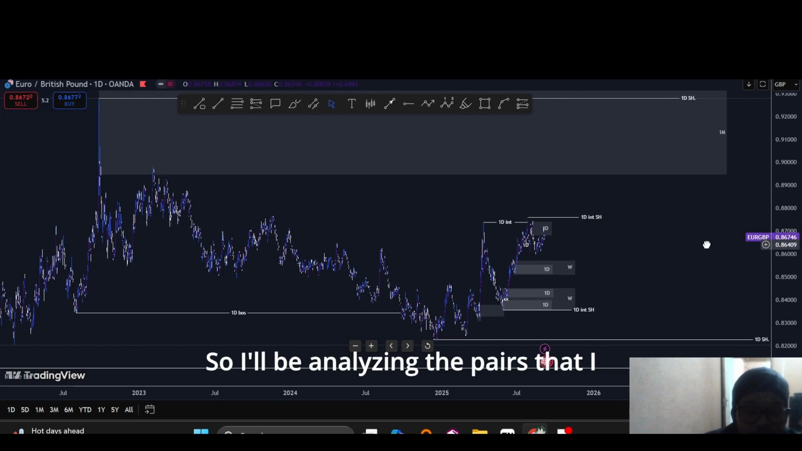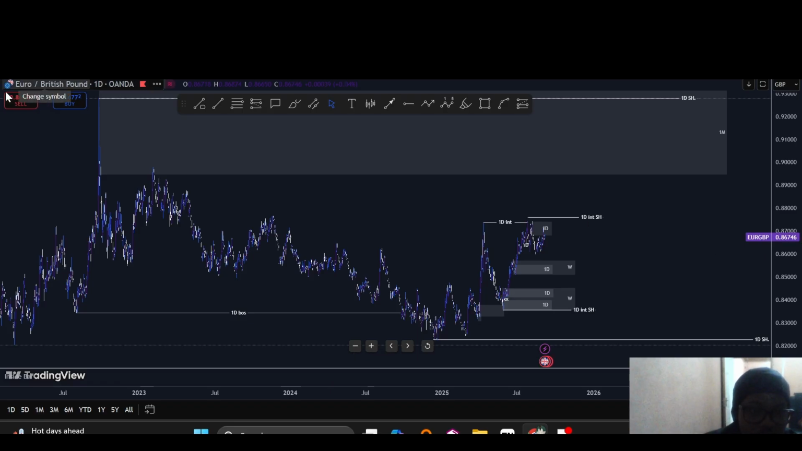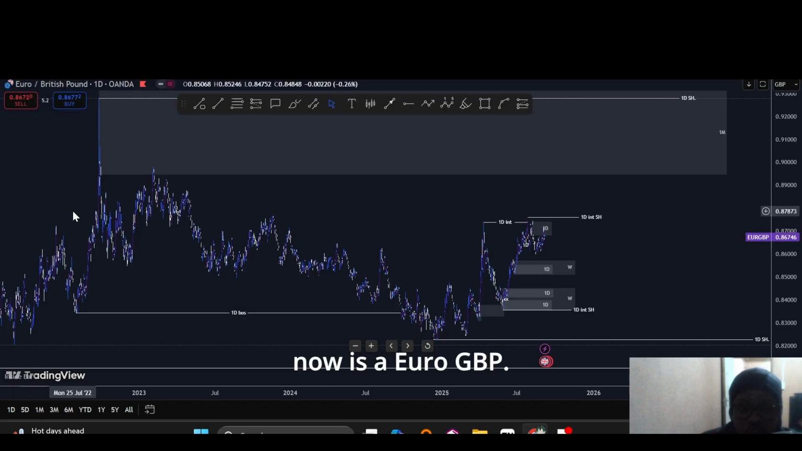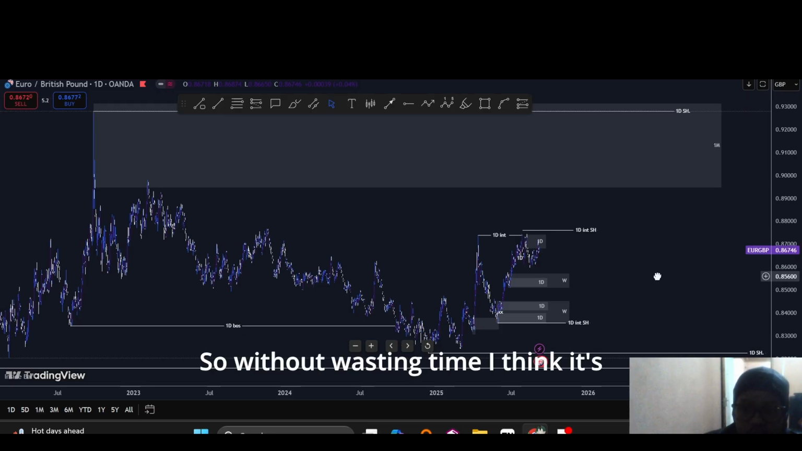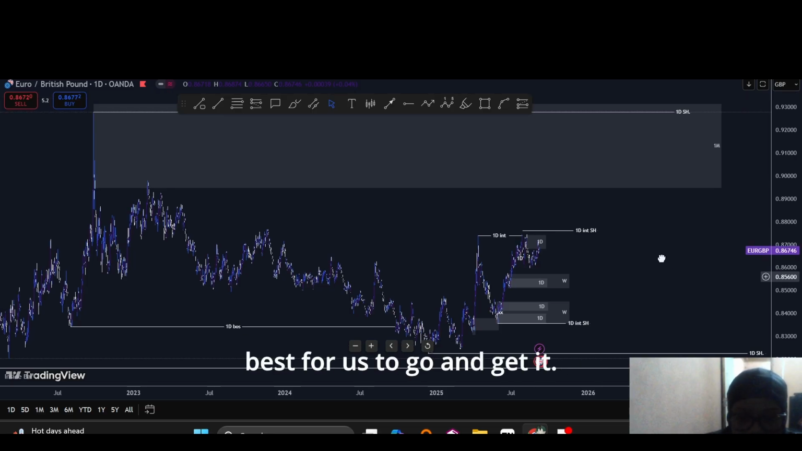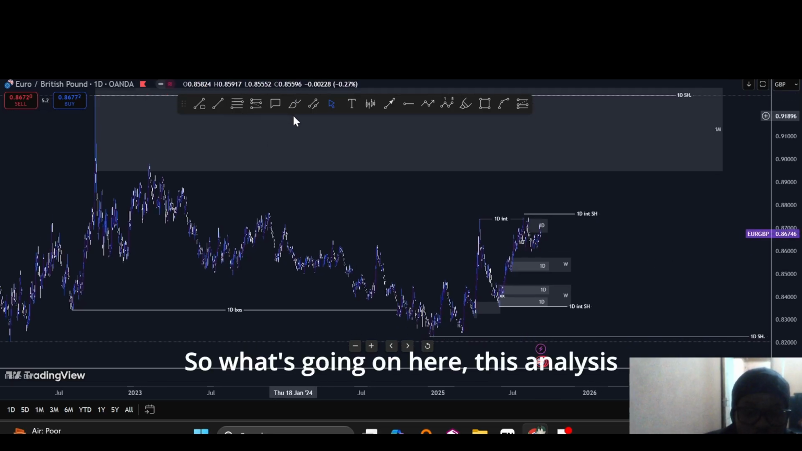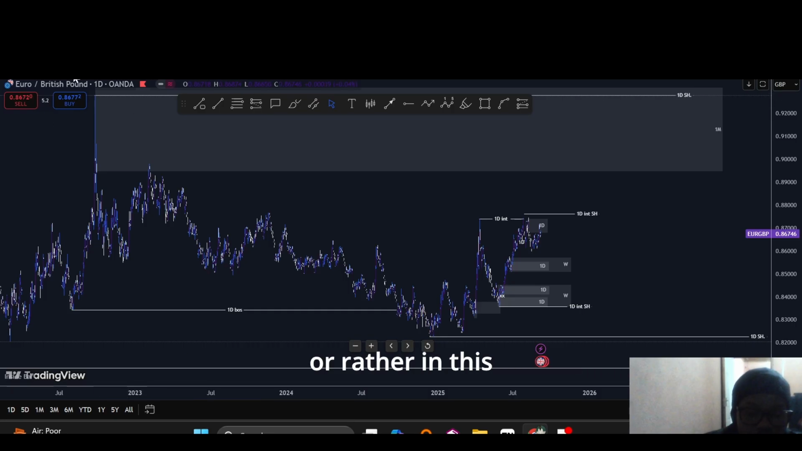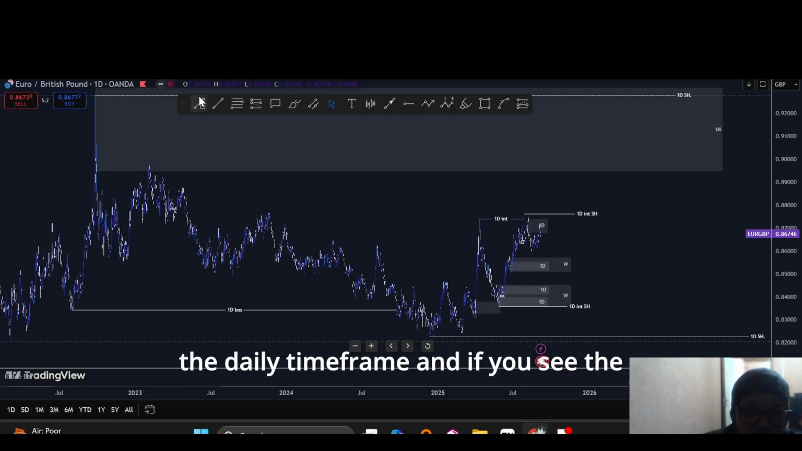So I'll be analyzing the pairs that I normally trade, and the first pair that we'll be analyzing now is EURGBP. So without wasting time, I think it's best for us to go and get it. So what's going on here? In this analysis, I'll start in the daily time frame.